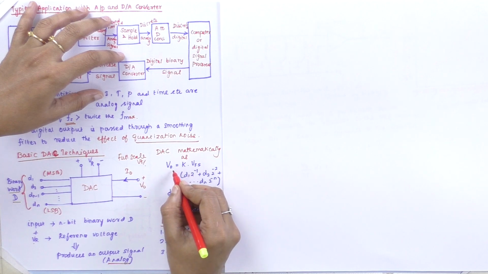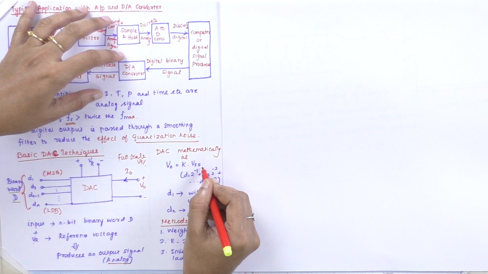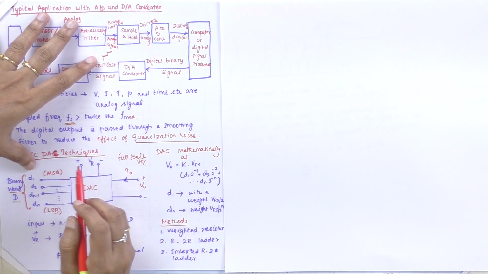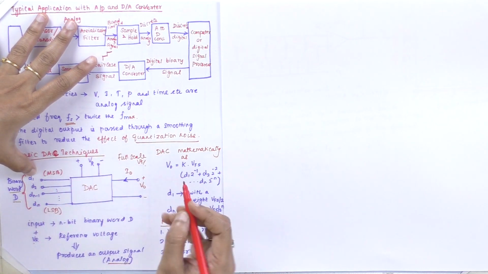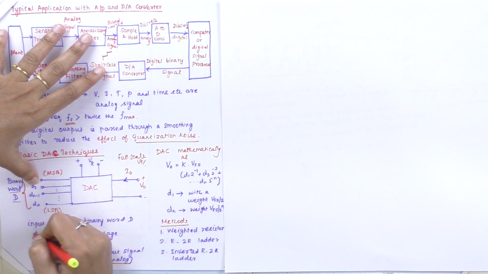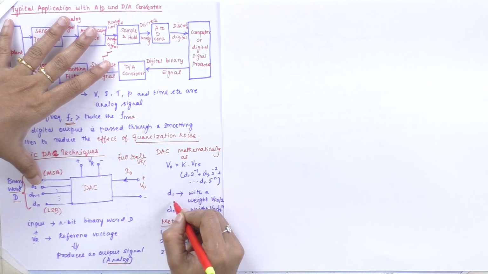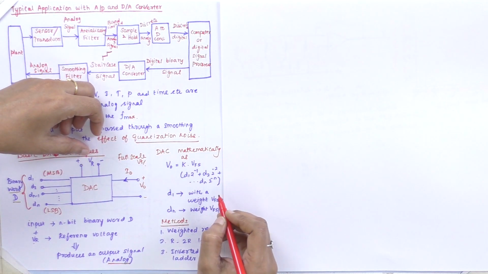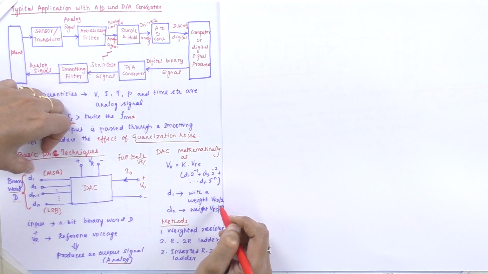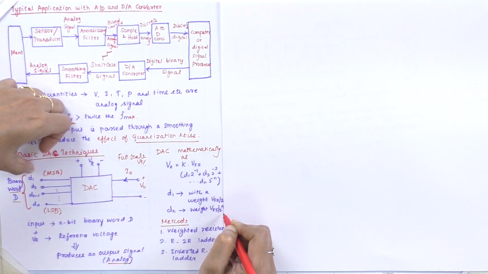So V0 is equal to K into VFS, where K is the scaling factor and VFS is the full scale voltage, which is multiplied with the binary weighted terms: D1 times 2 power minus 1, D2 times 2 power minus 2, and like that it goes on to Dn times 2 power minus n. Here the weight for D1 is VFS by 2. In case of Dn, we go for the weight VFS by 2 power n.